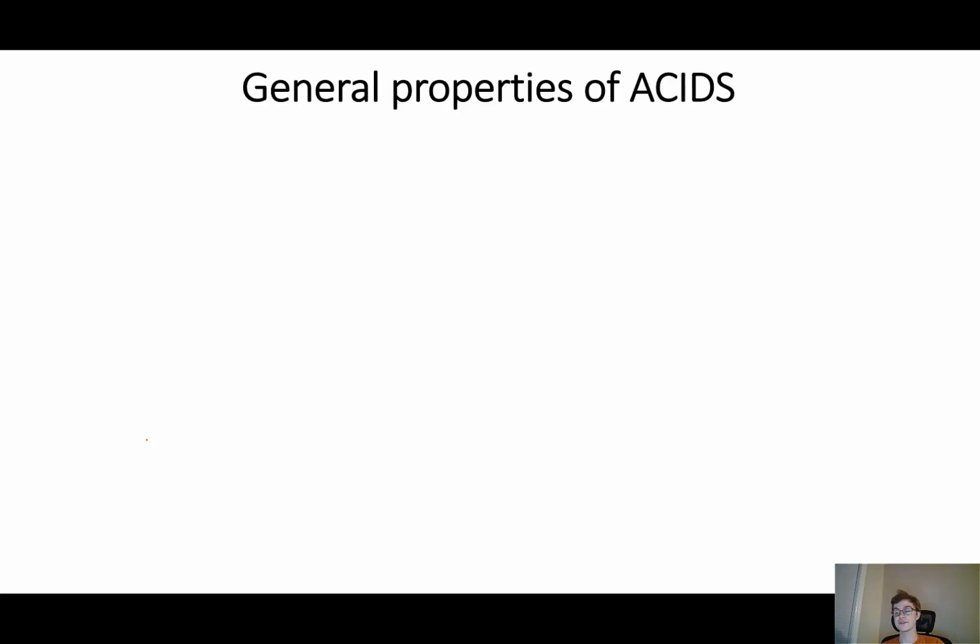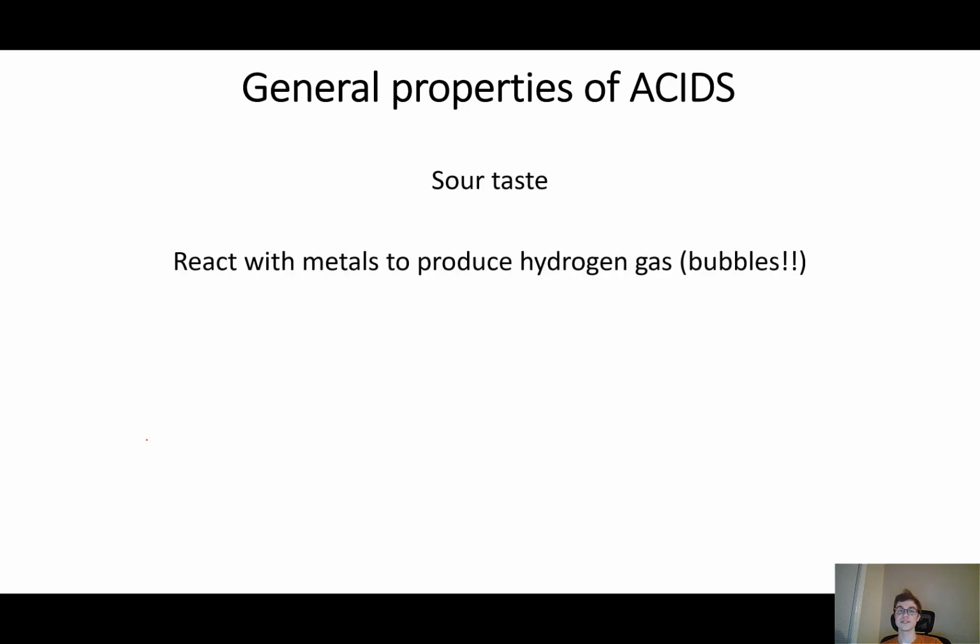Finally, I'll tell you a little bit about what they're like. Acids are normally sour. They normally react with metals to make hydrogen gas. That's why if you pour acid on a metal, it'll bubble and sort of eat away at it. They will react with a base to produce just water. So if you have an acid and a base and you mix them together, they neutralize. They're not dangerous anymore. You'll just get water and a salt.